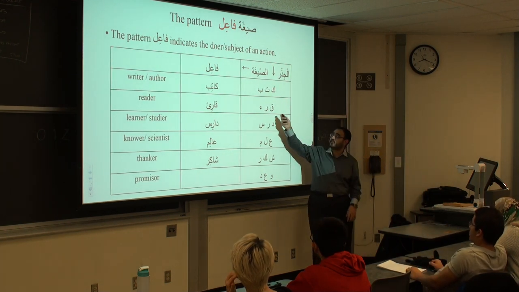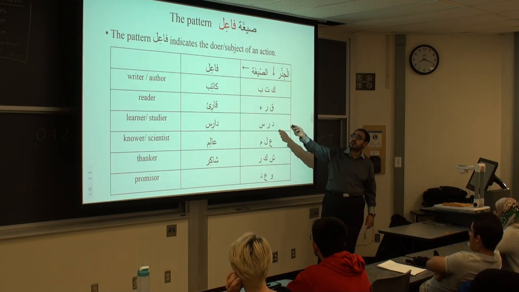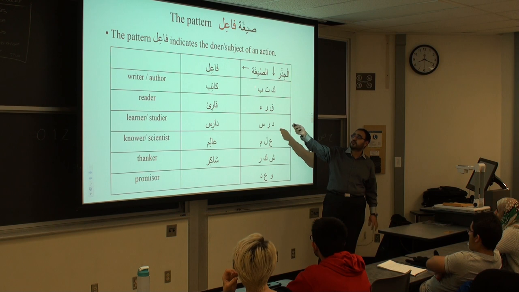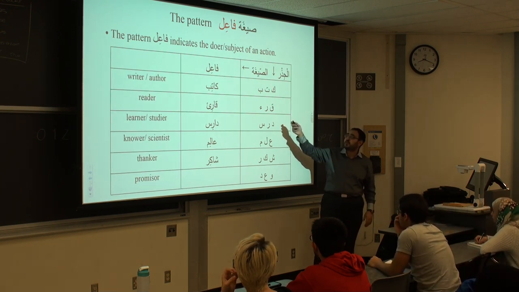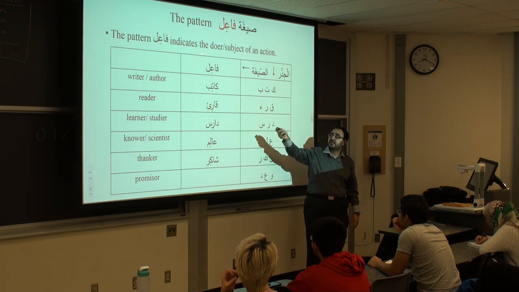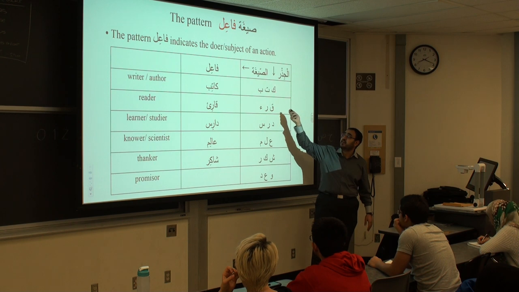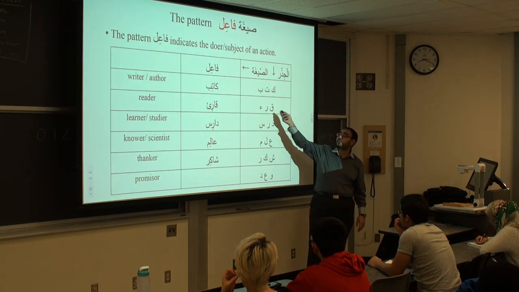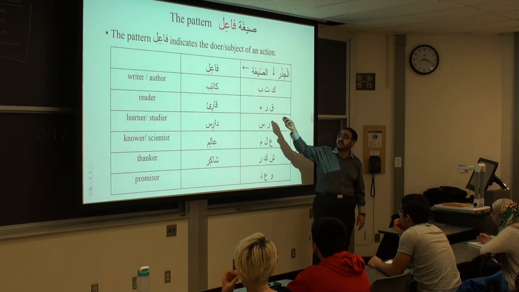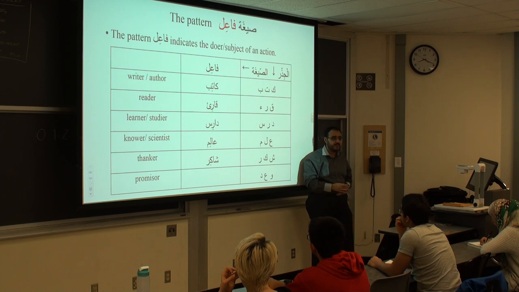So let's say, for instance, that we have this root, the kaf, ta, ba root. This root, just remember, has to do with writing. We'd like to put it in the pattern fa'il. So fa'il here is our container. The kaf, ta, ba is our liquid. So we'd like to put the root kaf, ta, ba into the pattern fa'il. So how will we do that?